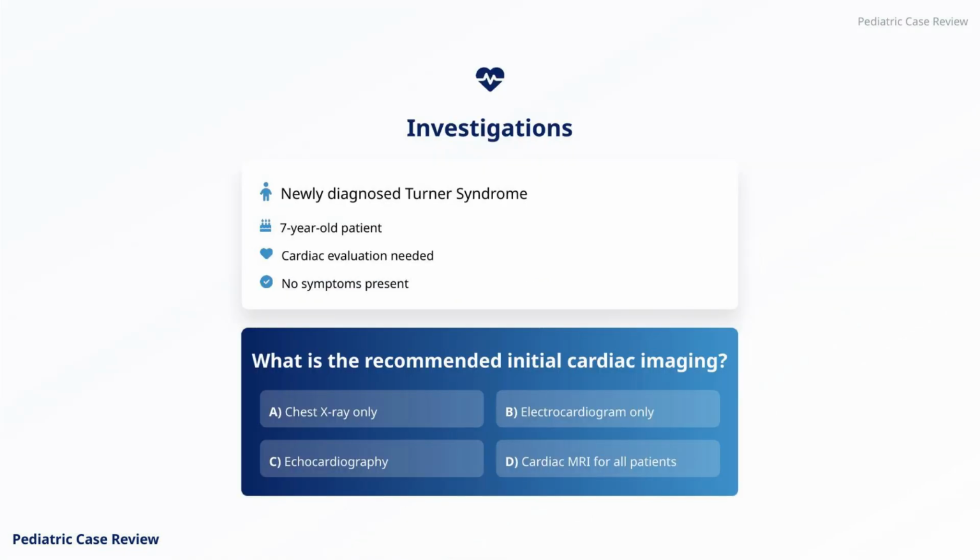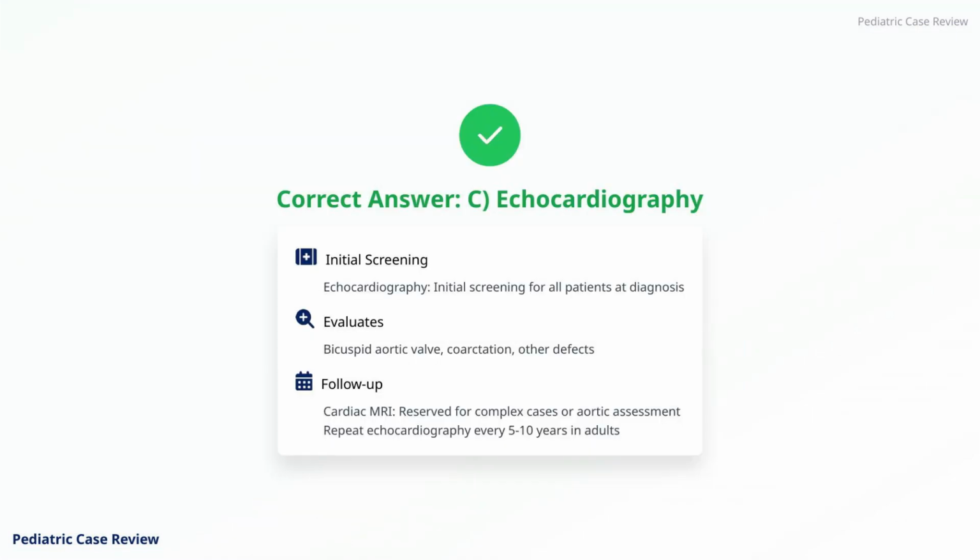A 7-year-old with newly diagnosed Turner syndrome requires cardiac evaluation. No symptoms are present. What is the recommended initial cardiac imaging? Option A, chest X-ray only. Option B, electrocardiogram only. Option C, echocardiography. Option D, cardiac magnetic resonance imaging for all patients. The correct answer is C.